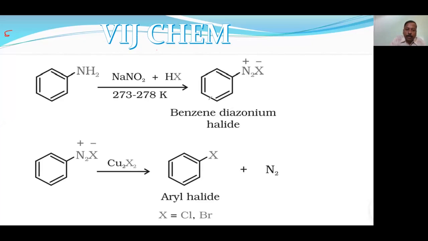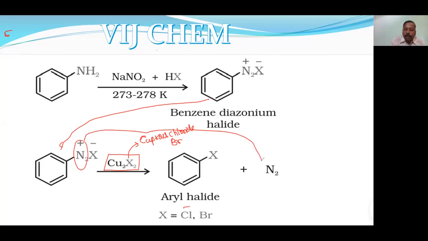So this is what I have already explained. Then this benzene diazonium chloride is treated with Cu2X2. Here X is the halogen. It can be chlorine or bromine. And what it is called as cuprous chloride if chlorine is there, cuprous bromide if bromine is there. Then N2 will completely come out from the benzene ring. So aryl halides are prepared.